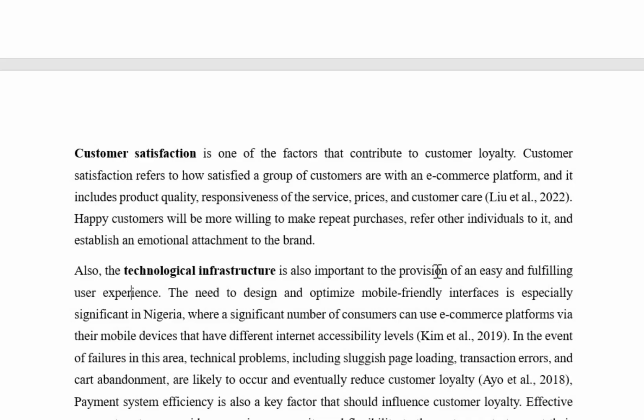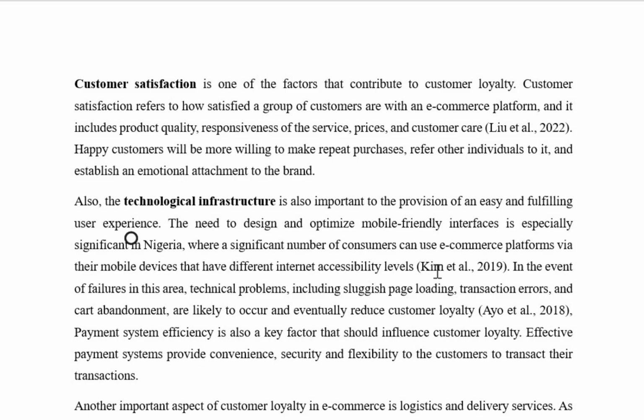For someone that is running an e-commerce platform, if you make your website complex for people to use, people will be dissatisfied and will not use the platform, and you will lack customer loyalty. So you will be losing customers. So that's factor 2, and that is also my independent variable 2.